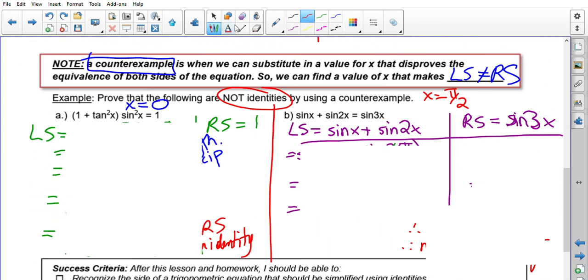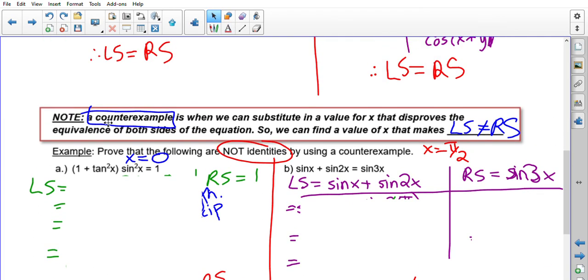All right, and lastly here, it says prove that the following, oh sorry, let me start here. If you have to prove that something is not an identity, all you need is one counterexample. So that means if you substitute in a value for x, that disproves the equivalence. So basically you want to see what x value can I sub in that would make left side not equal to right side. The minute you find one thing where they don't overlap, then they obviously can't be equivalent.